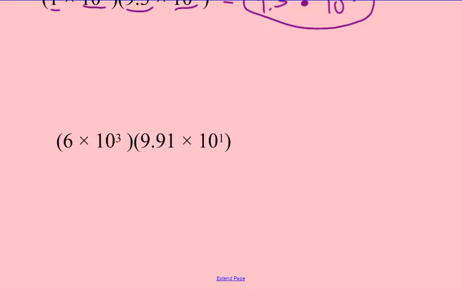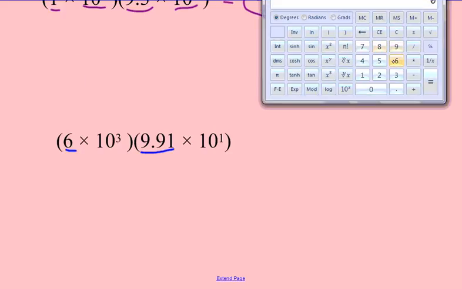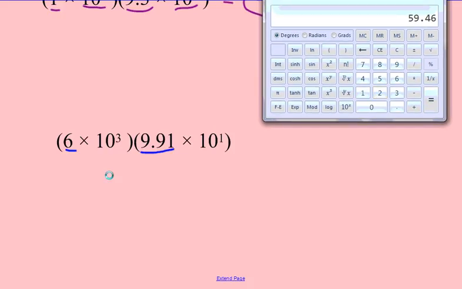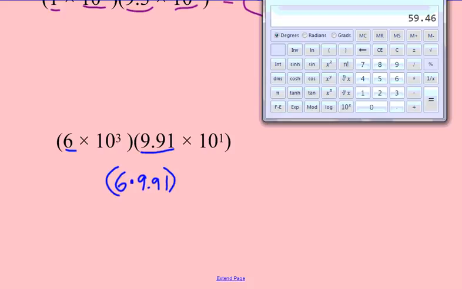So we're going to do the same steps. We're going to multiply the constants together. So let's do that 6 and that 9.91. I might have to pull up my calculator here. So 6 times 9.91 is going to be 59.46. I got 59.46.